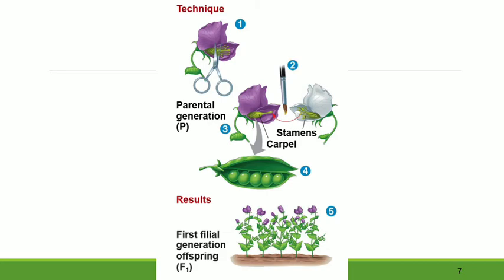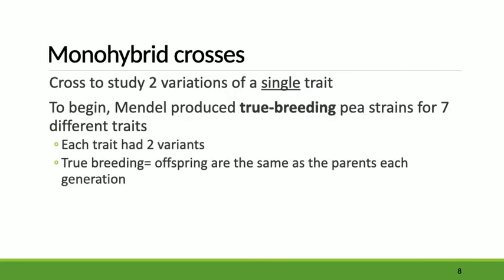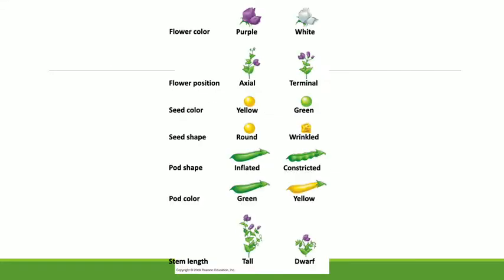So we're talking about one trait that if you allow the plant to self-fertilize, it will continue to have that exact same trait as the parent over and over and over for unlimited generations. He did this for 7 different traits. Flower color, so he found purple true breeding plants. He found separately white true breeding pea plants, meaning white flowered.